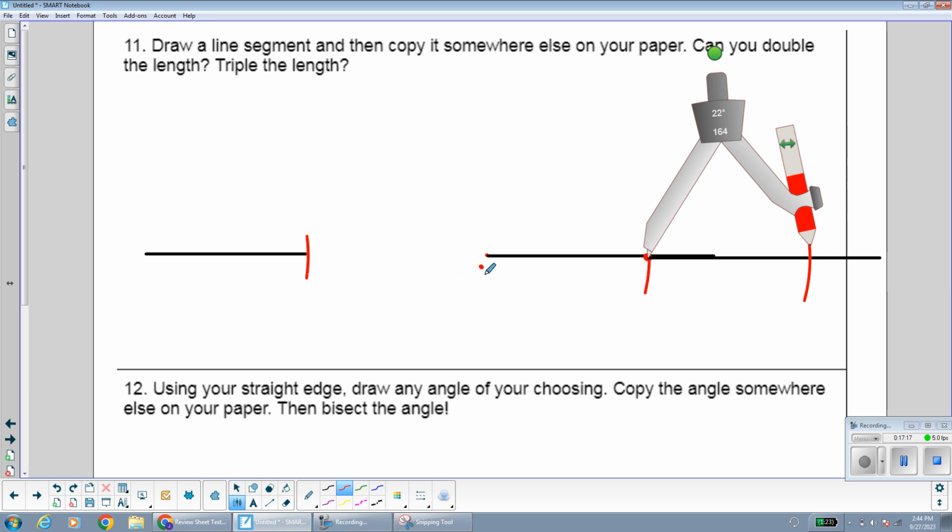And this whole line segment from here to here would now be double the distance of the original one. It would be double the length because all we did is we took the measurement and we did it again. So we doubled the distance. And you can triple it if you have more space on your paper by just taking the same measurement and putting it here. I don't have room for that because I started mine too far to the right.